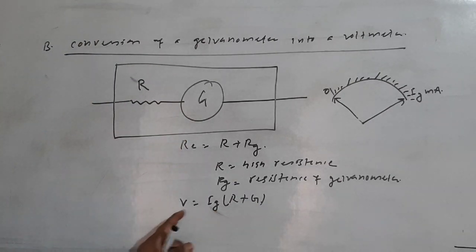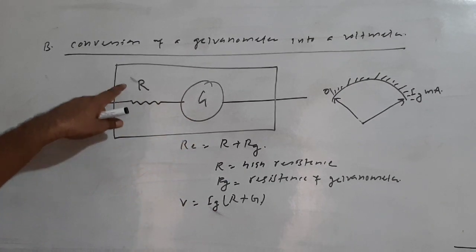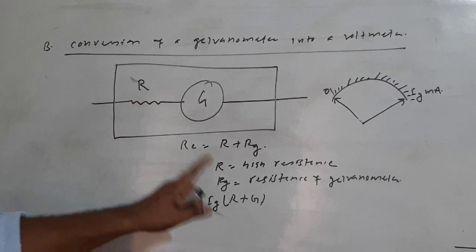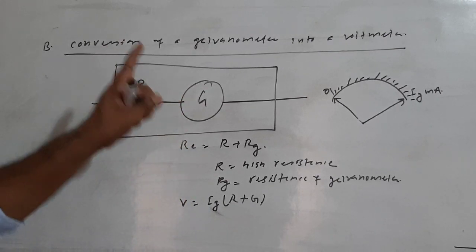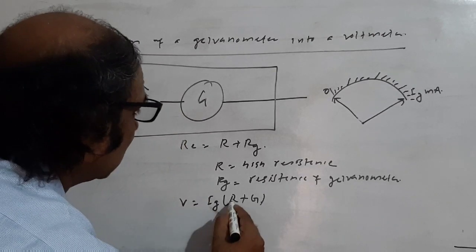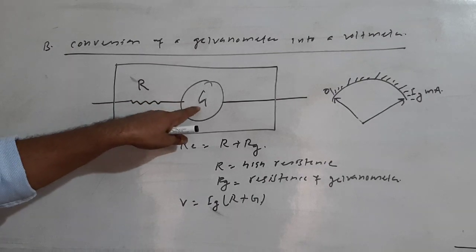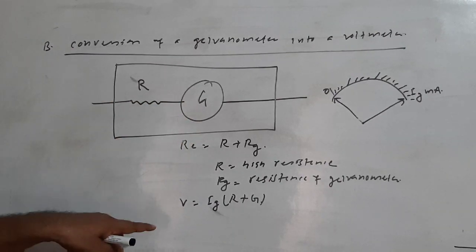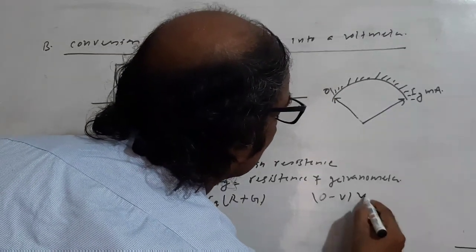So a high resistance voltmeter can be obtained when a galvanometer and a high resistance are connected together in series, and now the galvanometer is converted into the voltmeter. So what is the value of the required resistance to convert a galvanometer into a voltmeter of suitable range from 0 to V volt?